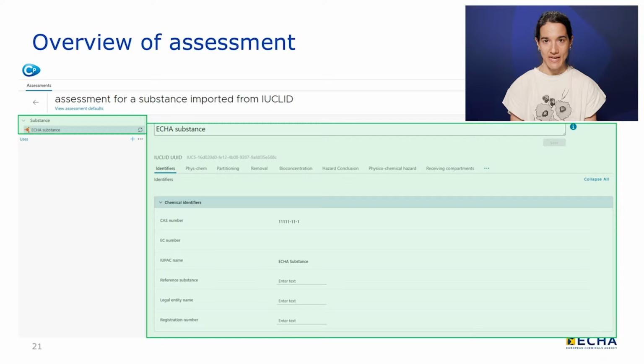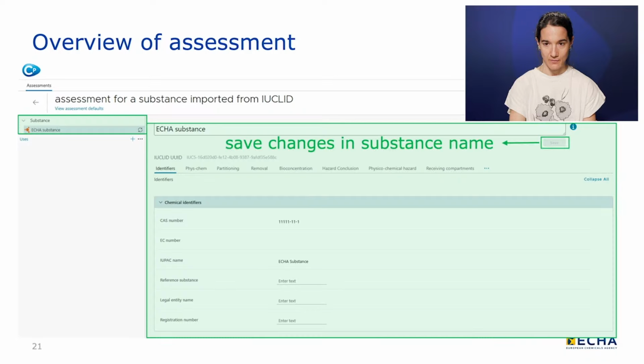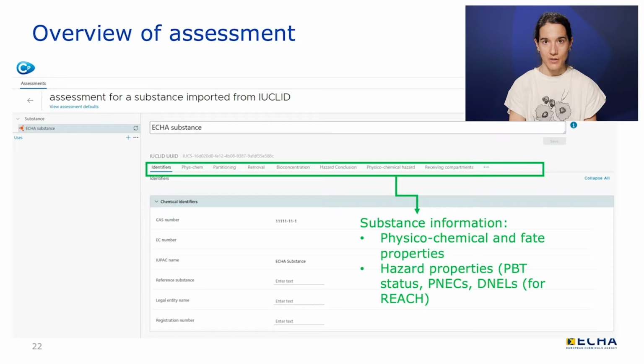Once the assessment is created, you are redirected to the so-called substance area, where you could modify the provided substance name if needed. In this area, you can browse through the substance information, which is organized in different tabs. Note the differences in the tabs between REACH and biocides assessments. By default, the information in the first tab is displayed. When not all tabs are visible, click on the three-dot icon to see the extra tabs.